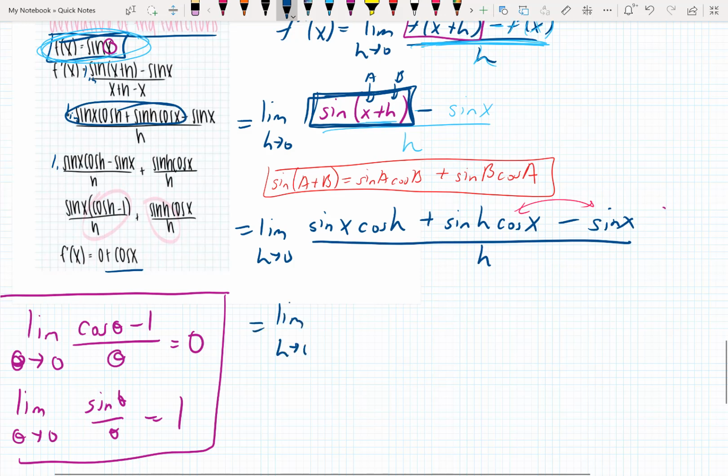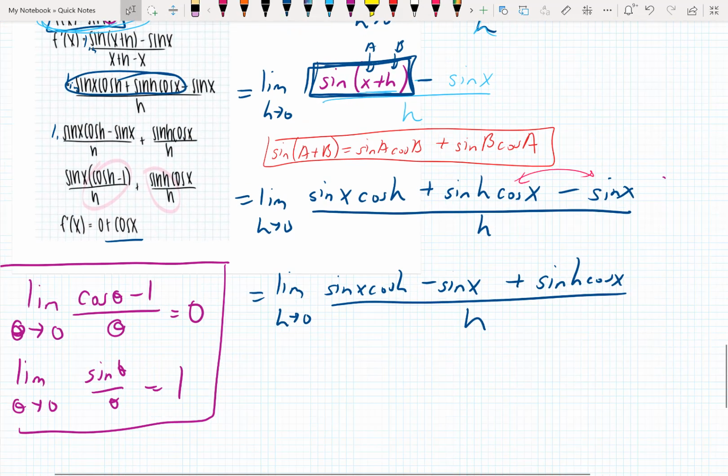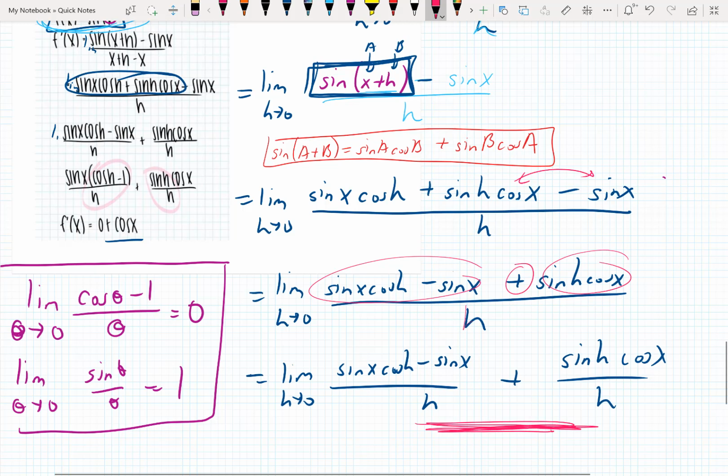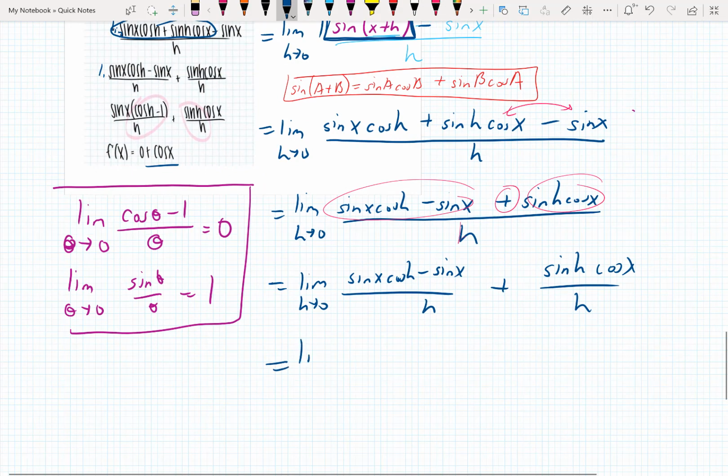I'm going to change the order of the top, say sine x cosine h, and then put the minus sine x first, and then plus the sine h cosine x after, because I can add in any order I want. And then I'm going to split these up so that I have the sine x cosine h minus the sine x over an h, and then plus the sine h cosine of x all over an h. So we're used to combining fractions when they have the same denominator, but we can also split them to get two separate fractions. The reason I do that, again, it helps to know where you're going on this one, is that when I pull out a sine of x from that, I get cosine h minus 1 over h.